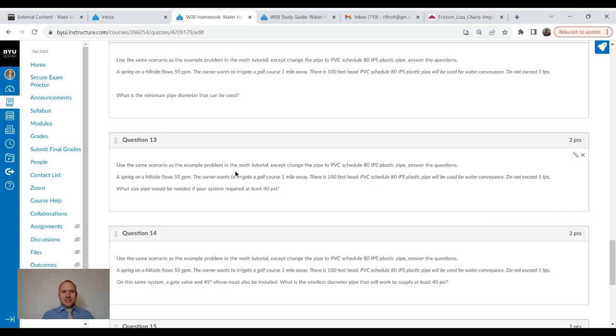Let's look at 13. That's a little trickier though. So the owner wants to irrigate a golf course 1 mile away, 100 feet ahead. PVC Schedule 80 IPS plastic pipe will be used for water conveyance. Do not exceed 5 feet per second. What size pipe would be needed if your system required at least 40 psi?